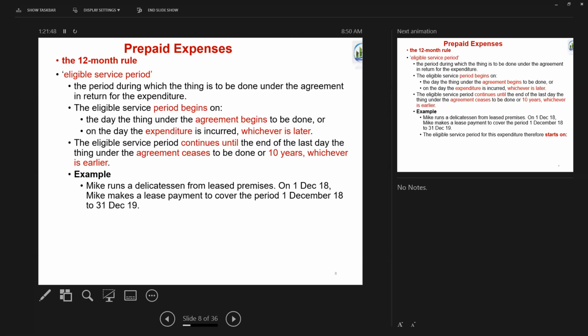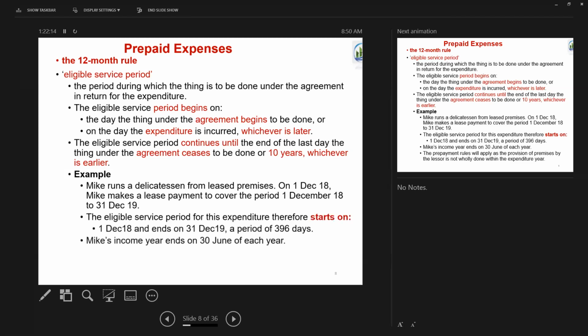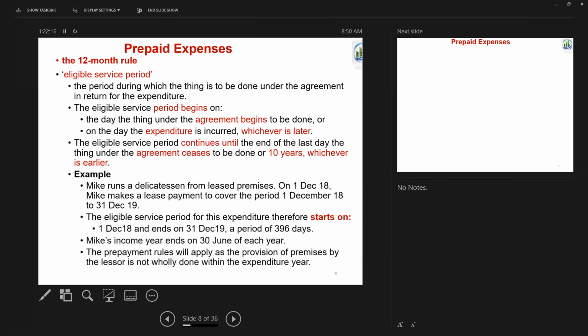Now we will come back to the 12-month rule. Assume that Mike is an individual person or small business entity. That's fine, we can tick the box. Second one, how many days should the service period be? Less than 12 months. How many days here? 1st of December to 31st of December the following year is more than 12 months. Therefore, we cannot use the prepaid rule for this one. Why? Very clearly, it is 396 days. Over 365 means you cannot use that, right?